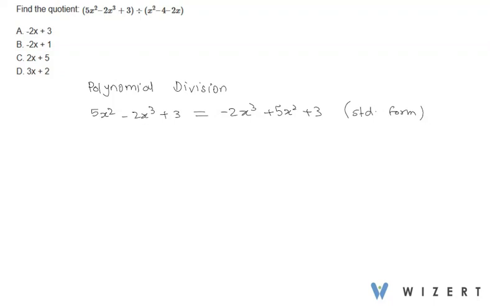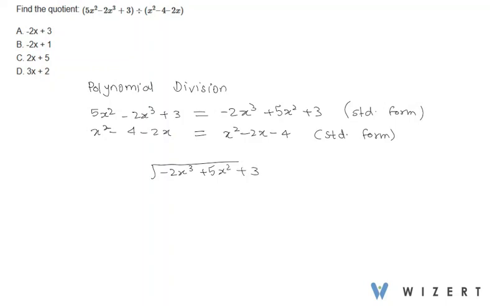And the powers of the variables or degrees of the terms are written in descending order. So x square minus 4 minus 2x when converted to standard form will be x square minus 2x minus 4. Now we can perform the division. So minus 2x cube plus 5x square plus 3 is divided by x square minus 2x minus 4.